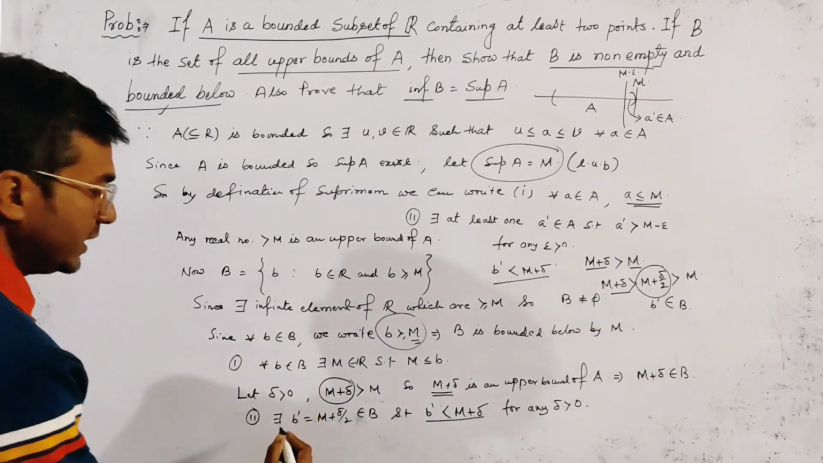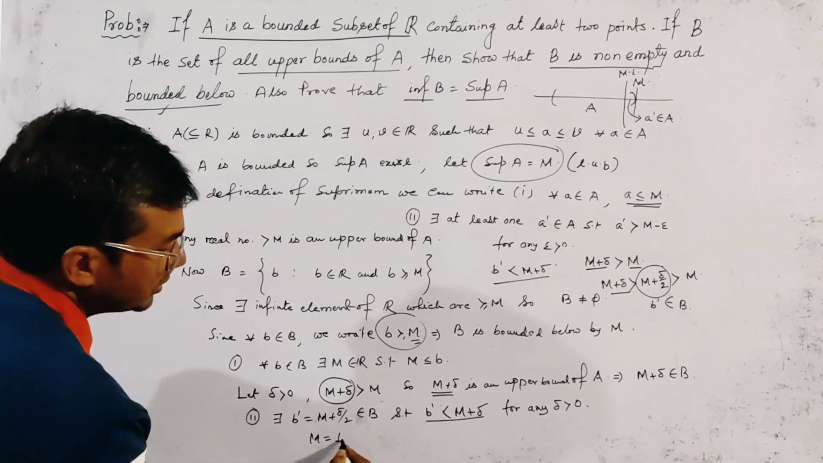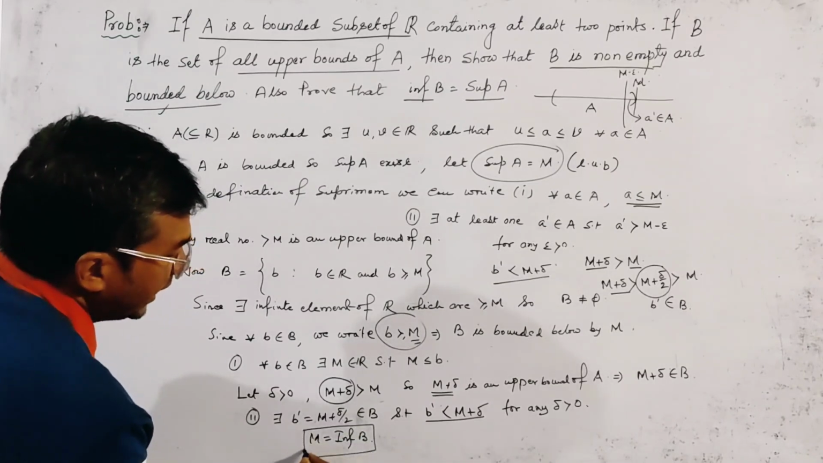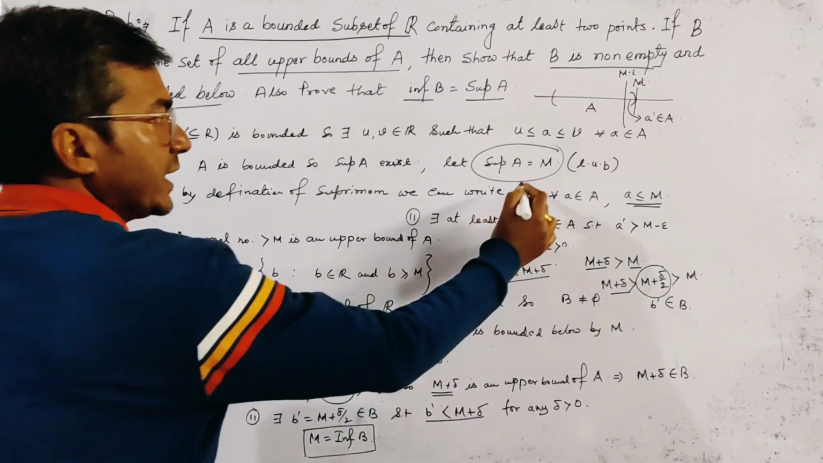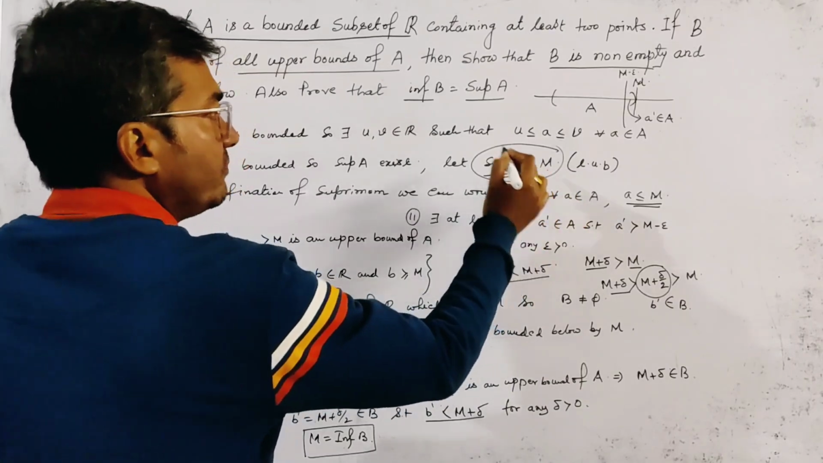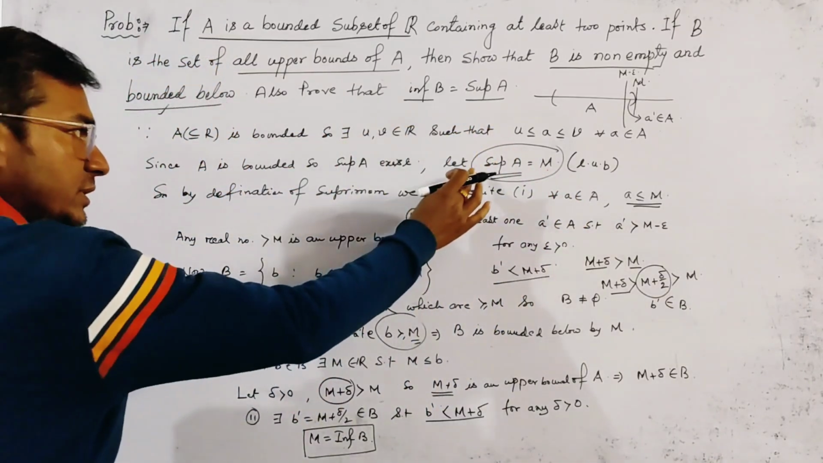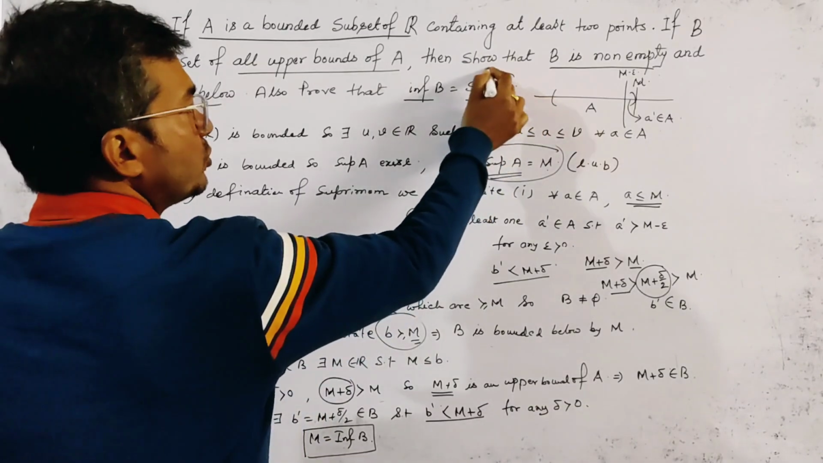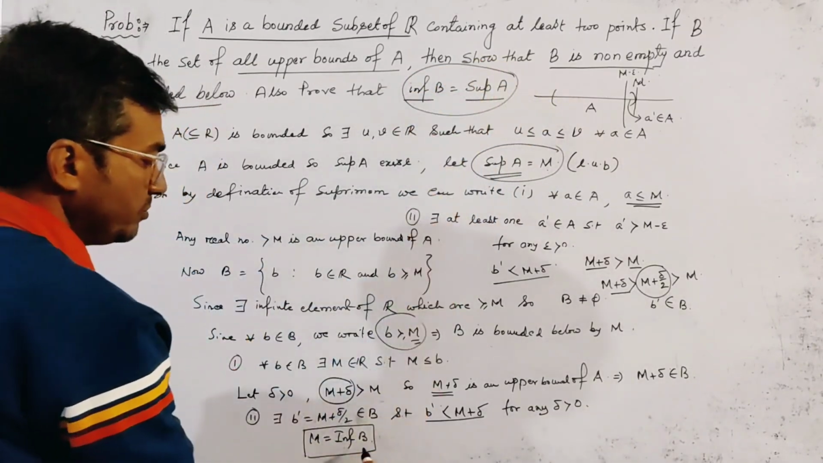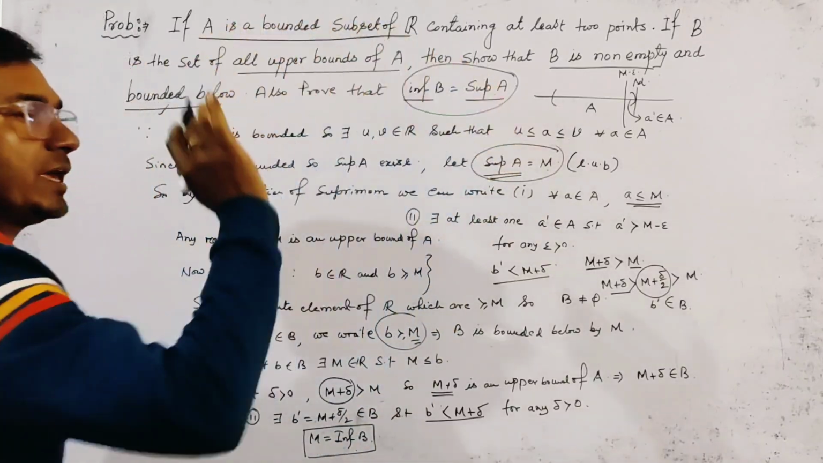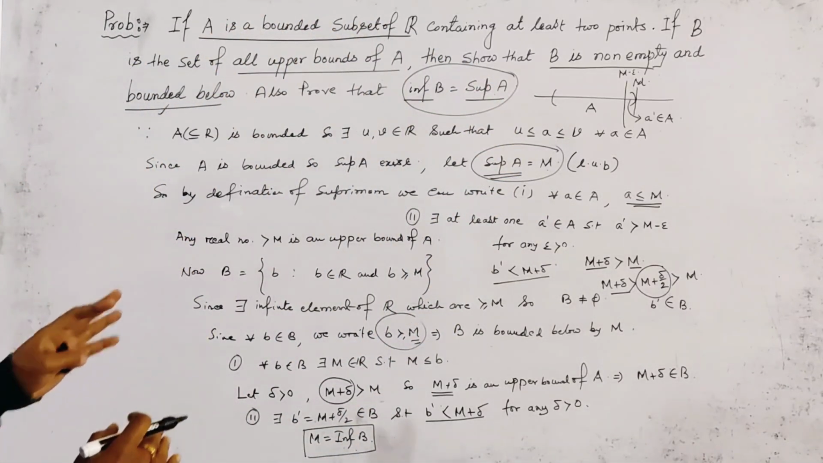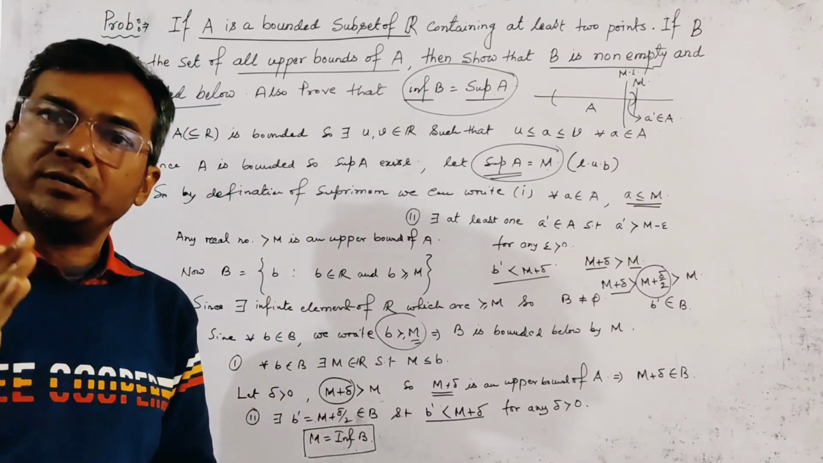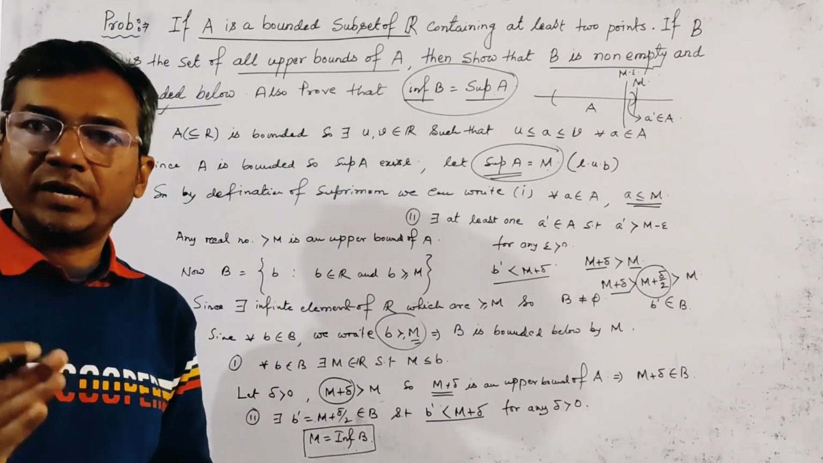So we say that capital M is equal to infimum of B, and we already let capital M be the supremum of A, and from this and this we can write this proof: infimum of B is equal to supremum of A. Very interesting and very easy proof, or very easy theorem of bounded set. Okay, thank you for watching.